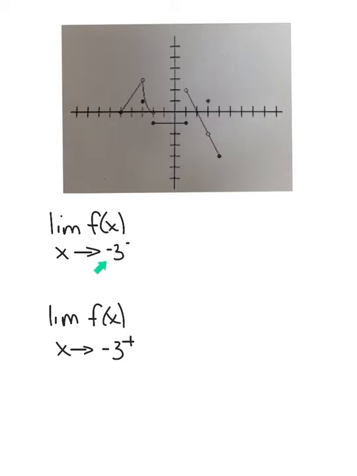So now I'm going to look at -3 from both the negative direction and from the positive direction. So let me go up here. There's -1, -2. Here's -3. So the part of the graph that's coming from the left-hand side would be this portion right here. So let's follow it from the left-hand side.